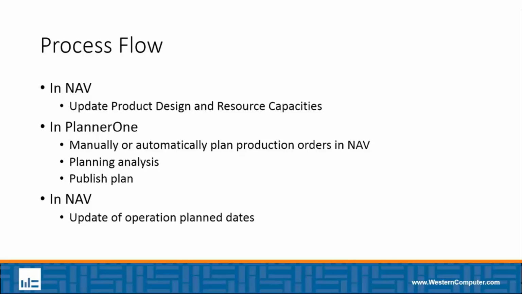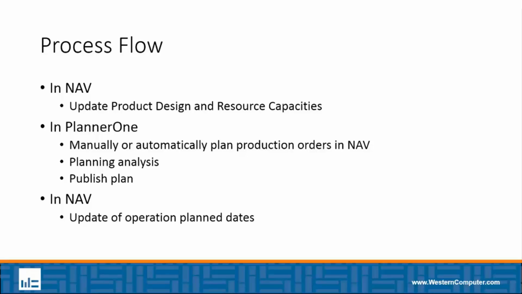In this process flow, I'm going to start with my production news for the day and how to work around that. This is a fully integrated ISV, so it's actually inside of NAV. So in NAV, it's going to start with updating our product design and our resource capacities. So any changes to our BOMs or routings we can take into account, and any changes to our machine centers and work centers. Next, using PlannerOne, we have the ability to manually or automatically plan production orders, and I will go into great detail to show you how that works.